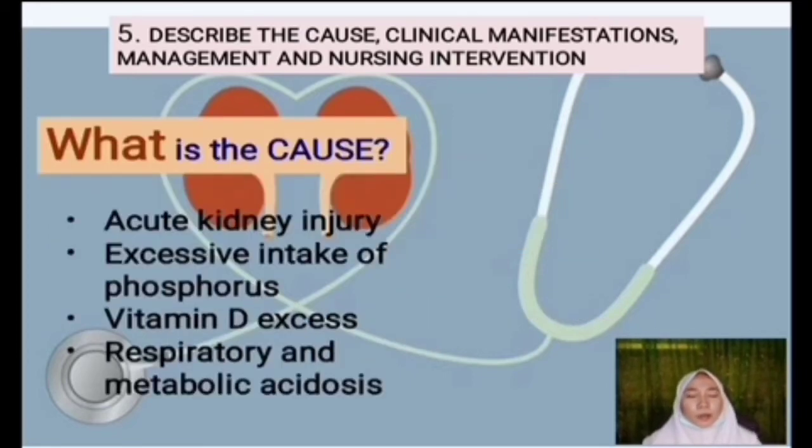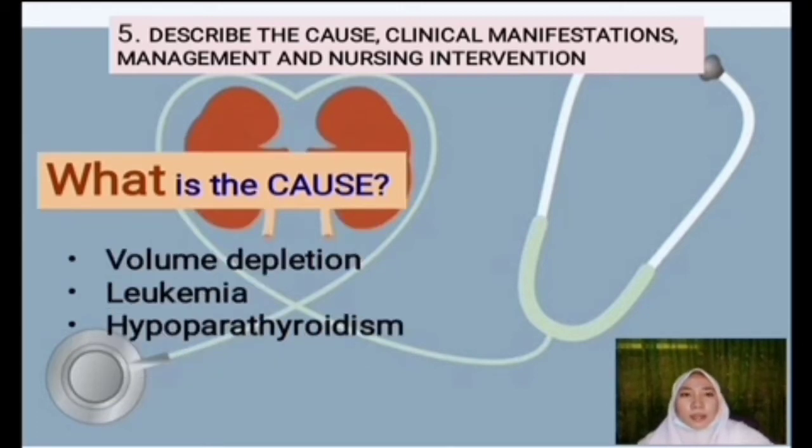So what is the cause? The causes are acute kidney injury, excessive intake of phosphorus, vitamin D excess, respiratory and metabolic acidosis. Then, also volume depletion, leukemia, and the last one is hypoparathyroidism.